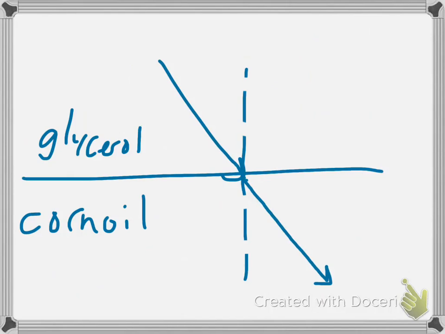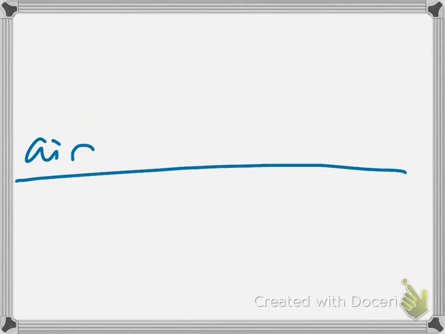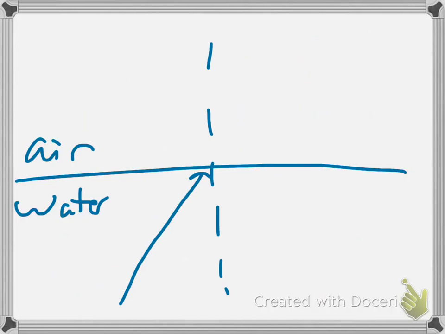Now, if we're going from a larger index of refraction, let's do air and water again, so from in the water out into the air, we get internal reflection that happens. So it goes here and boom, bounces back out. If you tried Snell's law, you would get an error for that.